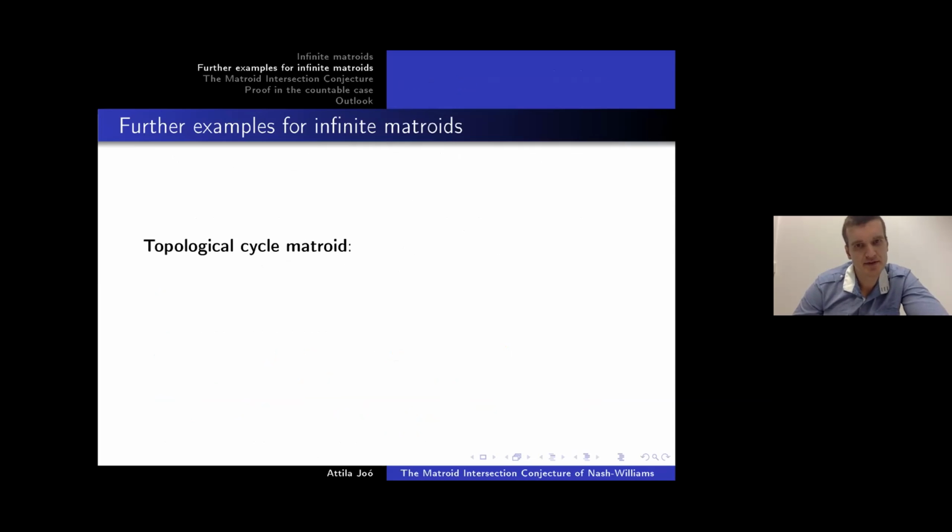Okay, let's see some examples. What kind of matroids do we have with this more general matroid concept? So we have topological cycle matroids, which, as far as I know, were the main motivation in 2010 in the last phase of the solution of Rado's program. So let G be a locally finite connected graph. Locally finite means just that every degree is finite.